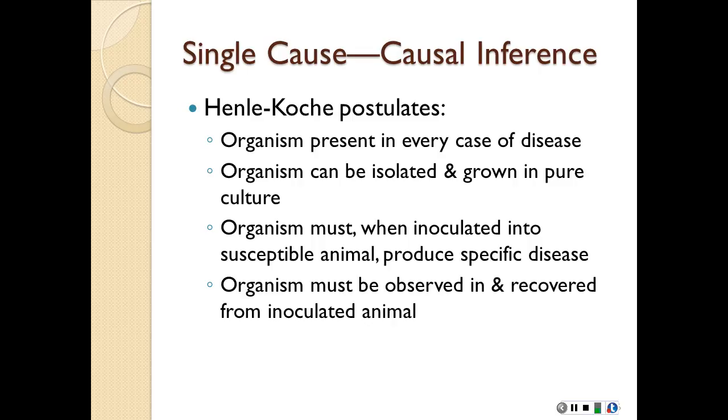And then the organism must be observed in and recovered from the inoculated animal. So then I take a blood sample from the monkey, and I can put that blood sample back in culture, and I can grow HIV again. So this is the full cycle. So this really corresponds only to when we're talking about infectious diseases. But this is, does the germ that we found, the bacteria or the virus we found, cause the disease that we think it causes? It has to meet these criteria.